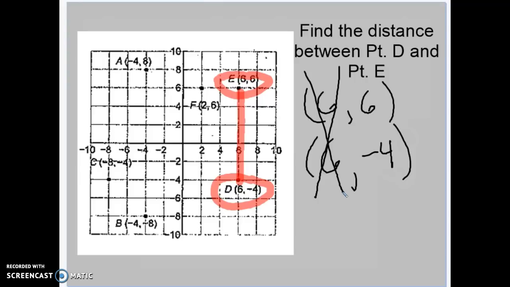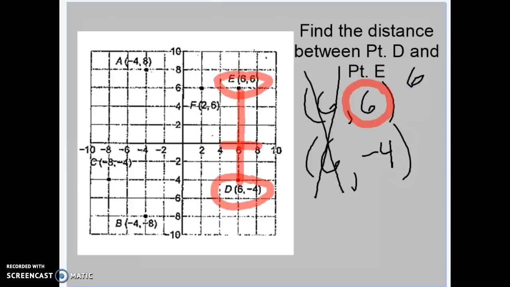And you're going to ask yourself, one of these is positive and one of these is negative. So how far is this point from the axis? How far is that going to take you? That's going to take you 6 spots. So we have 6 away.